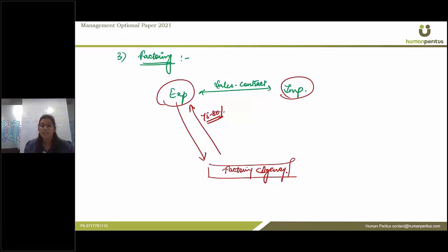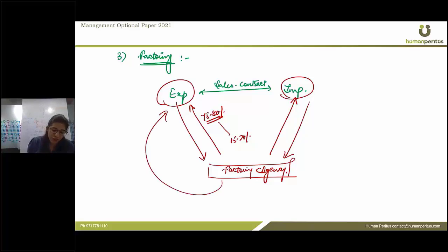Why? Because the payment is incomplete, he would not give it to the exporter at this point of time, because he is yet to collect the whole payment from the importer. Also, after the maturity date has arrived, the factoring agency would get the full payment from the importer, and later on the left out part, which is 15 to 20%, the factoring agency would give that 20% also to the exporter.